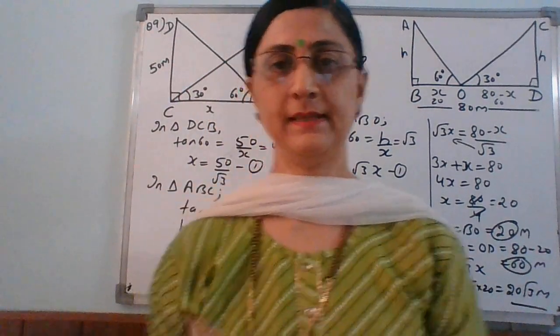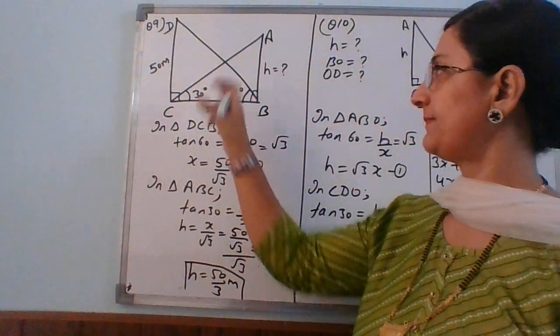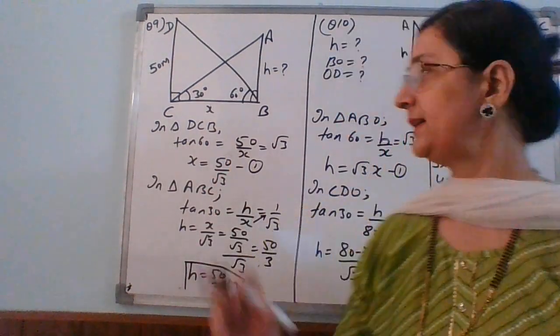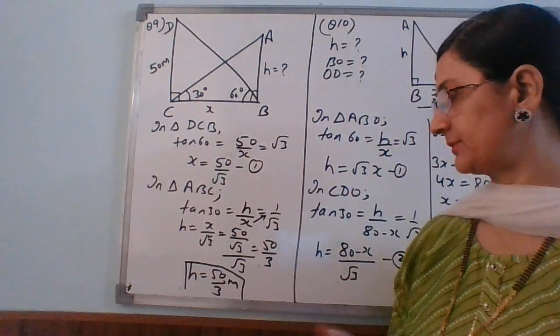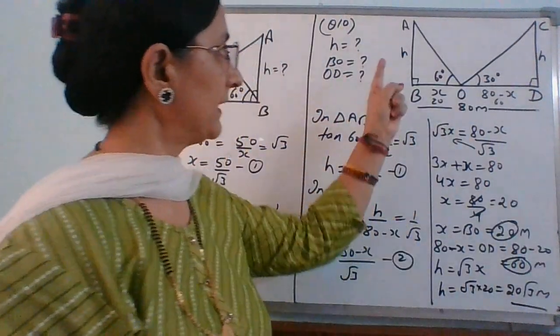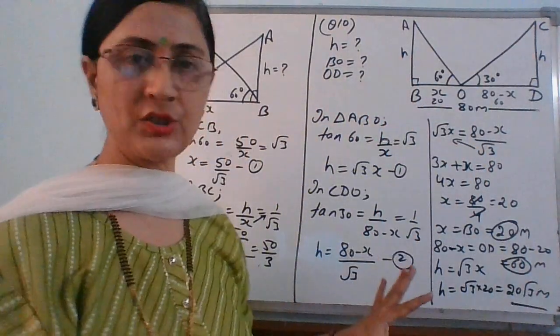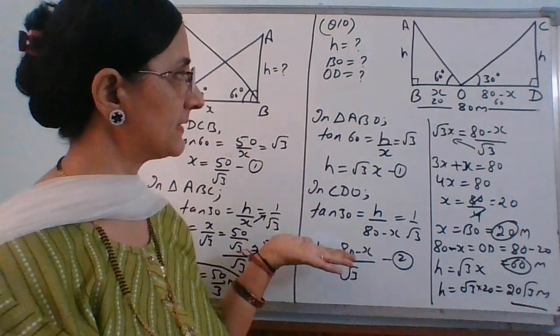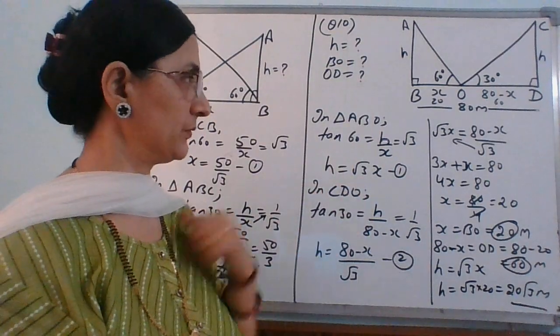9th and 10th. In the 9th there were two triangles. From the first one, using tangent 60, we found x, the base. We used the same base on this side, substituted its value, and found the height. Now here also, the height is the same for both, once h is found it is the same for both, right? So we took one triangle, applied tangent 60, and found that h is equal to this much.